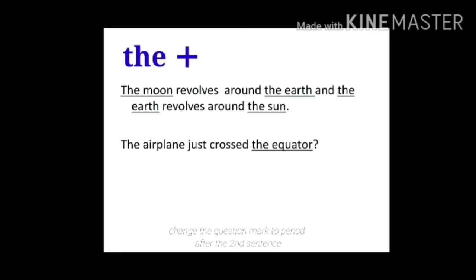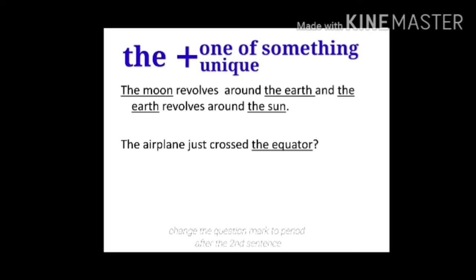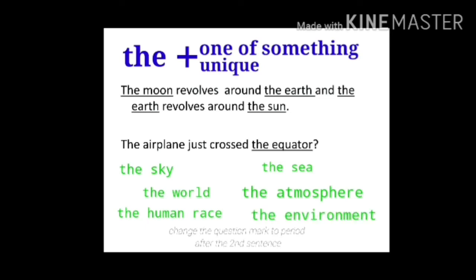The rule is when there is only one of something, use the article the for it, meaning that something is unique. It is the only one of its kind. So for other examples, we have the sky, the world, the human race, the sea, the atmosphere, the environment. So that is the simple explanation for this specific rule of using the article the. I hope you got it. Okay, so next slide.